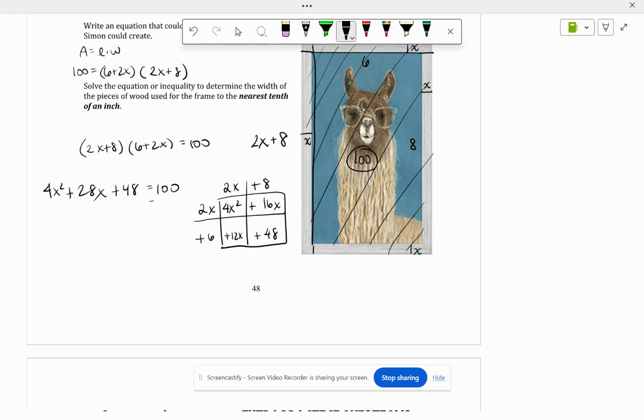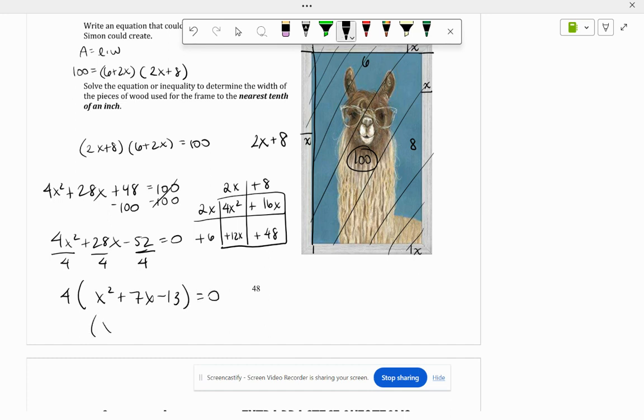There's 100 on this side. I've got to move it over first. Get everything set equal to 0. All right, cool. 4x squared plus 28x minus 52 equals 0. Now I'm going to factor out a 4 from everything. And that's going to leave me with x squared plus 7x minus 13 equals 0.